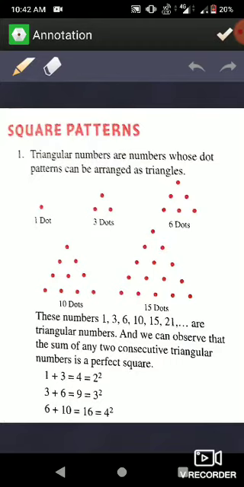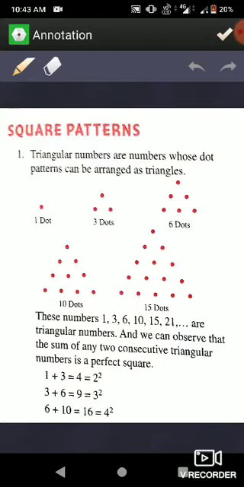The theme is that if we take two consecutive triangular numbers and add them, we find a perfect square number. Suppose we first take 1 and 3. 1 plus 3 is 4, which is the perfect square of 2. Now take the other consecutive numbers, 3 and 6. See in the figure, 3 plus 6 is 9, the perfect square of 3. You can also take 6 plus 10, you get 16, the perfect square of 4.